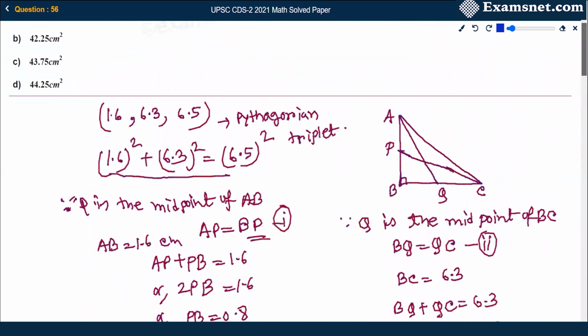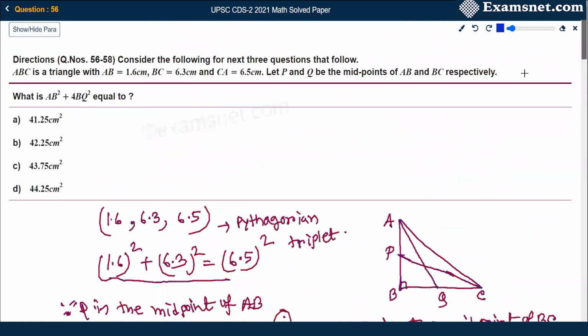So let me show you. Let me check. 42.25 centimeter square. Option B is the correct answer here. Okay. You can check once again.